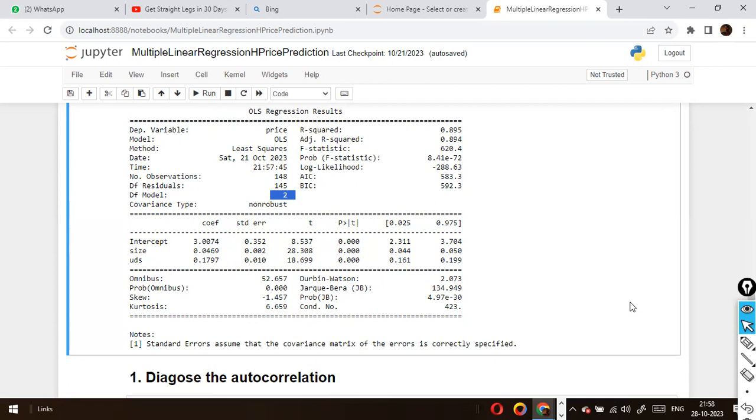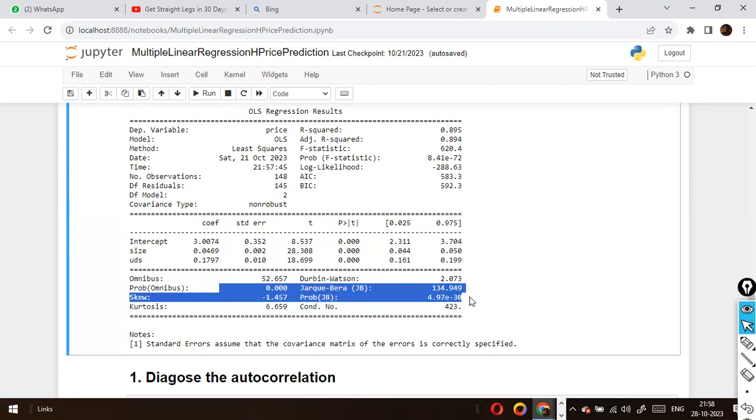The Durbin-Watson test is related to your autocorrelation. And omnibus is also related to your residual normality. So the probability of omnibus and the probability of Jarque-Bera, both of them are somewhat similar.